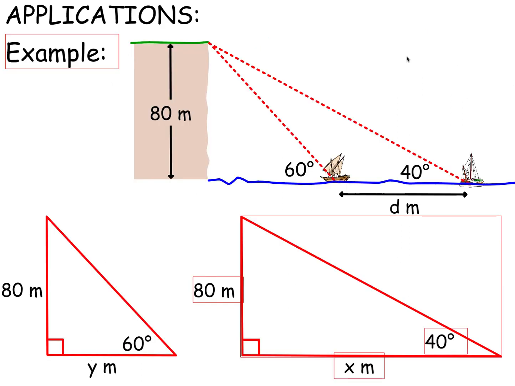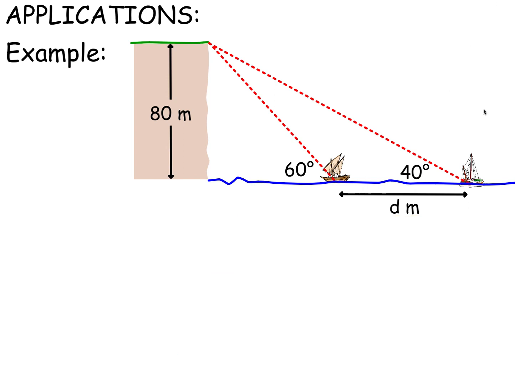Now we're going to look at applications. So this is a cliff 80 metres tall. There are 2 ships looking up at the top of the cliff from a 40-degree angle for this second ship, a 60-degree angle for this first ship. To find the distance between the ships, I'm going to apply trigonometry here.